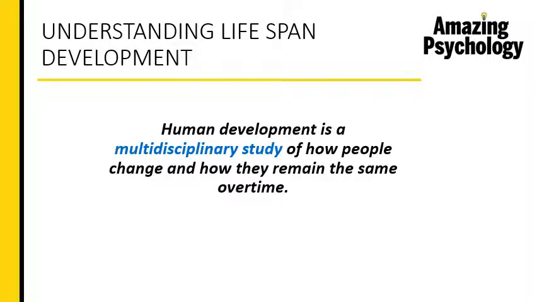Here's another definition of lifespan development. Human development is a multidisciplinary study of how people change and how they remain the same over time. Now, there are a few aspects in this that we'll just break down. Multidisciplinary study refers to a study involving many disciplines, like, for example, cognitive, social, psychological, etc. And when you talk about how people change, it refers to how they differ as they go through the different stages of their life. And how they remain the same over time talks about some intrinsic or inherent characteristics that remain constant all throughout their growth. Let's just take a look at what that means in a little bit more detail.